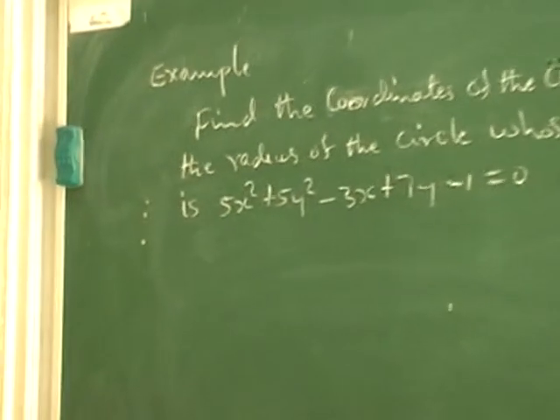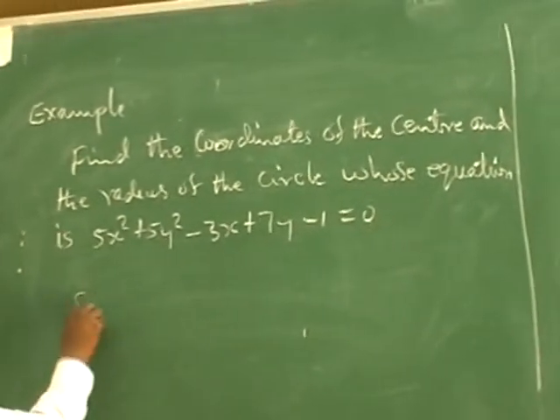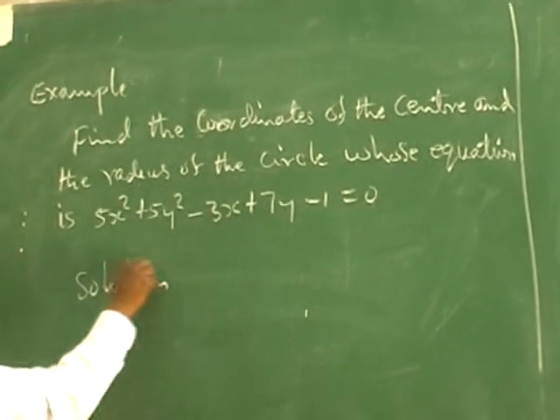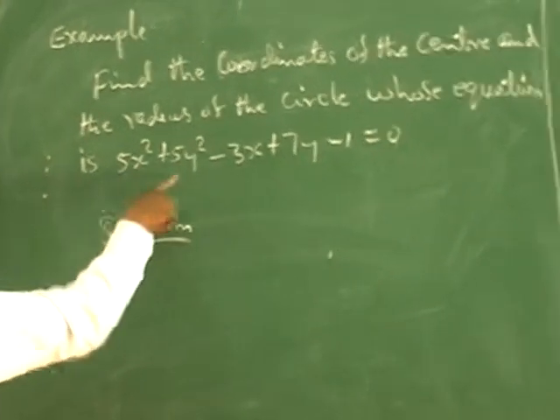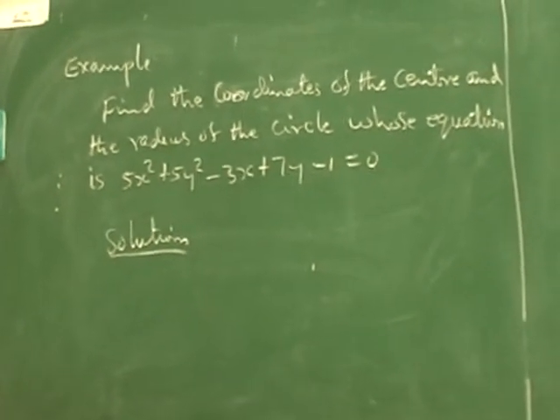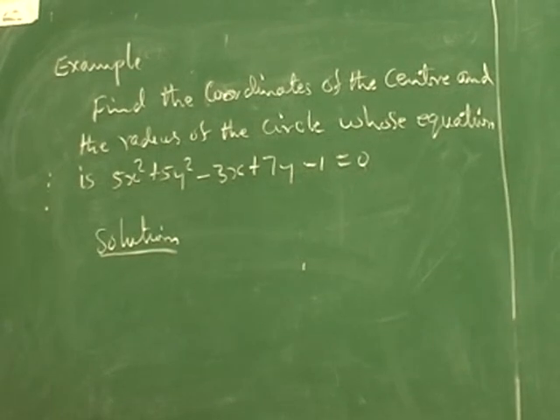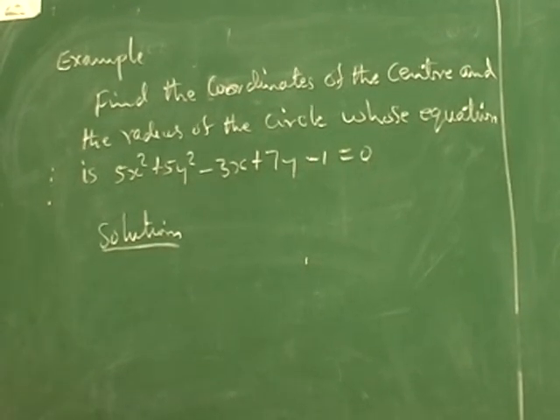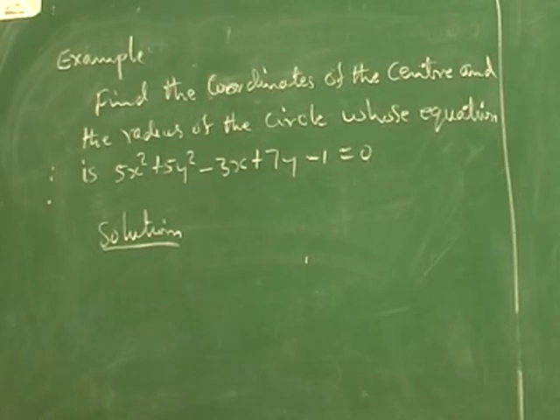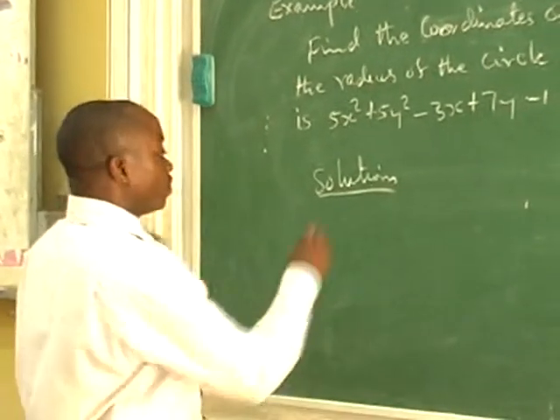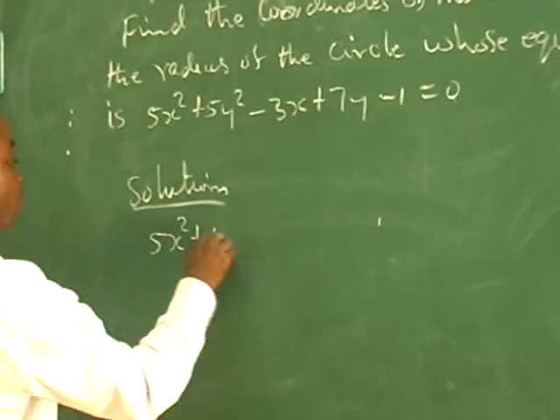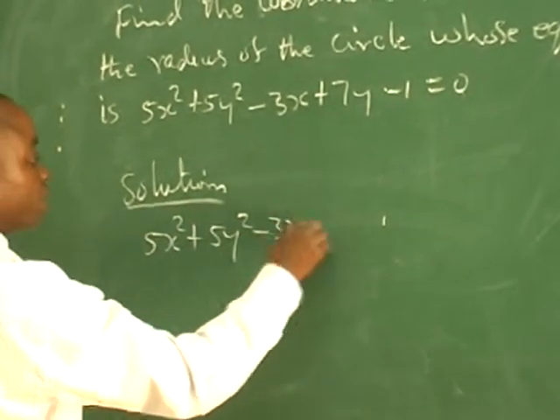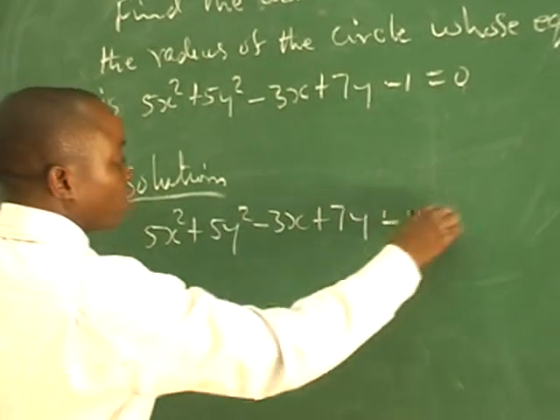Now, from this question, there is one thing we find out. We see that the coefficients of x squared and y squared are equal, which is one of the properties of the equation of the cycle. And it is of degree 2, and there is no term in xy. All equations of the cycle must obey these properties. So we have 5x squared plus 5y squared minus 3x plus 7y minus 1 is equal to 0.